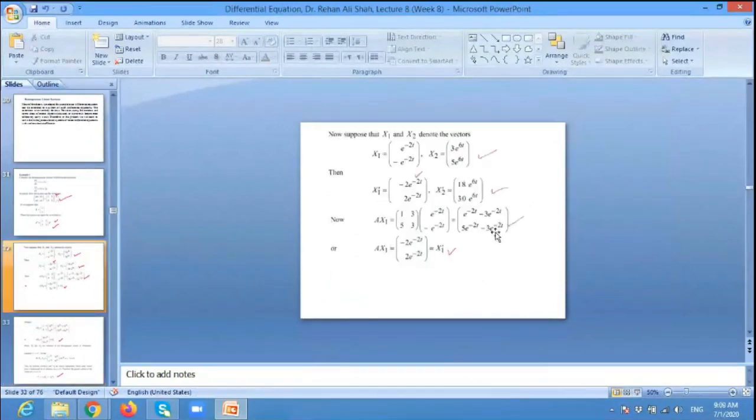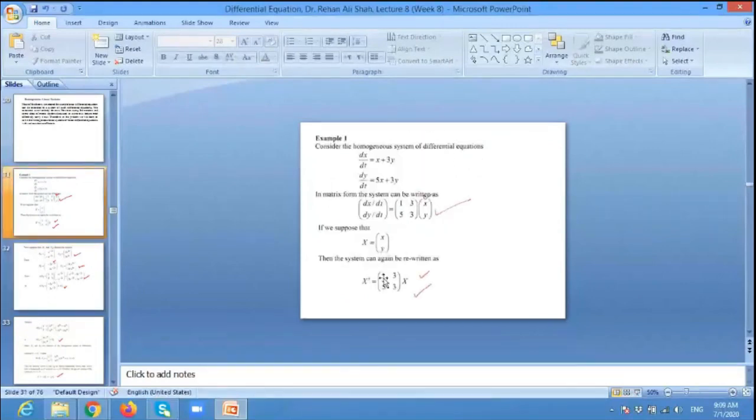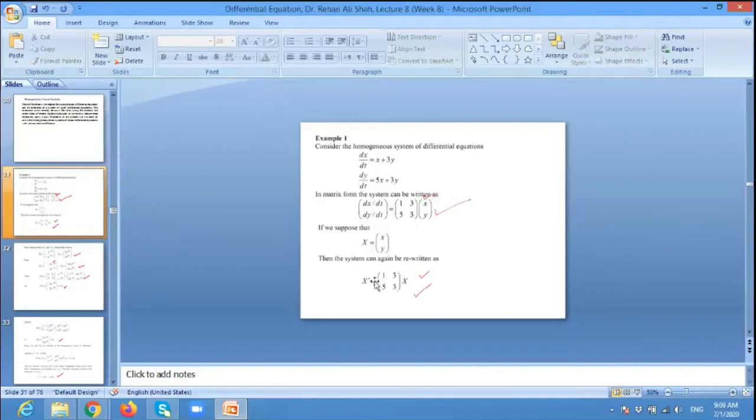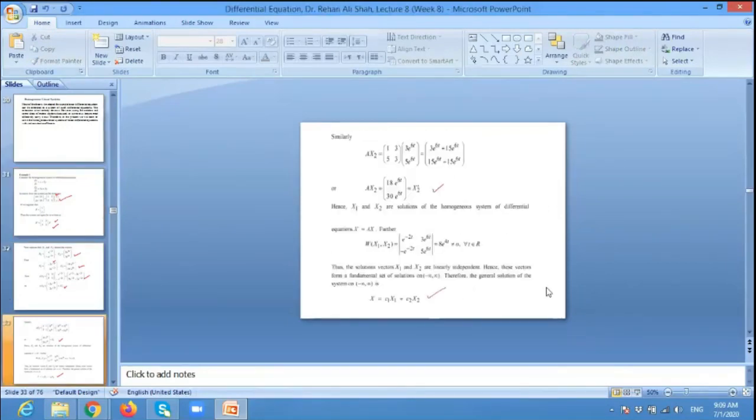If x1 and x2 are the solutions of this system, x dash is equal to ax, and x1 is this one and x2 is this one, these two are the solutions of this system. What is the system? x dash is equal to ax. So what will be the general solution? The general solution will be c1 x1 plus c2 x2. Is it clear?